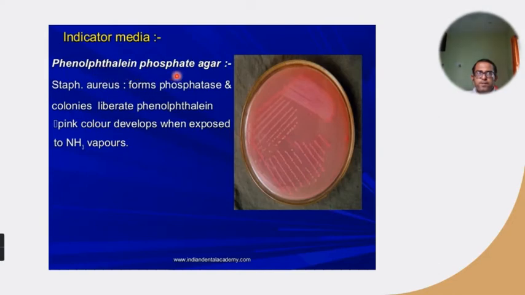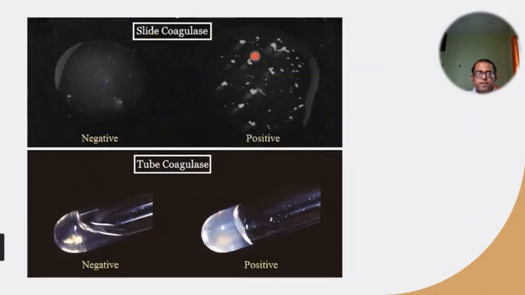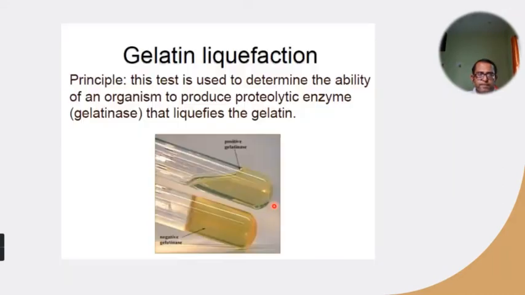Now this is the phenolphthalein phosphatase agar medium, where this bacteria, after exposure to ammonia, shows pink colored colonies, bright pink colored colonies. This is the slide coagulase test, which is performed on the slide. When the coagulase enzyme is there, it causes coagulation of the serum sample. Here you can observe the coagulation, this bacteria producing coagulase enzyme. Because of that, the serum sample gets coagulated.